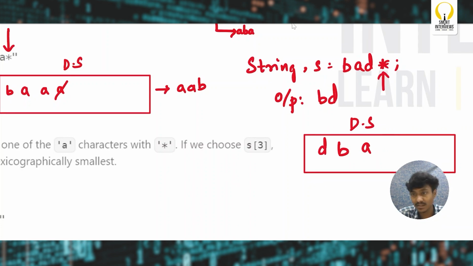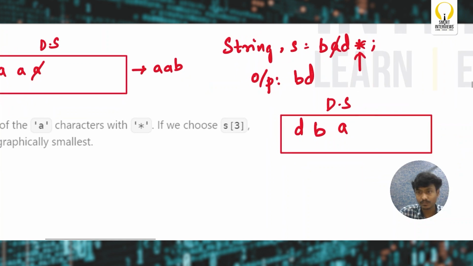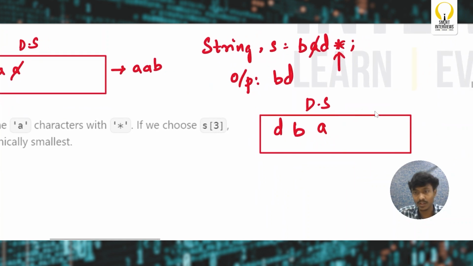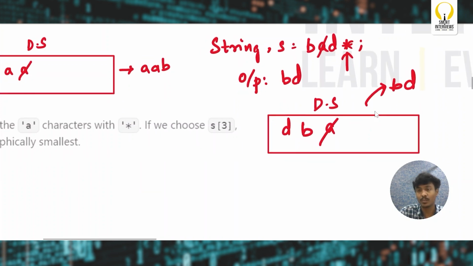Now when you find this star, you are of course going to remove this, right? Assume that you have removed this. Now what is the output if I remove this? You are going to pop B and you're going to pop D, right?